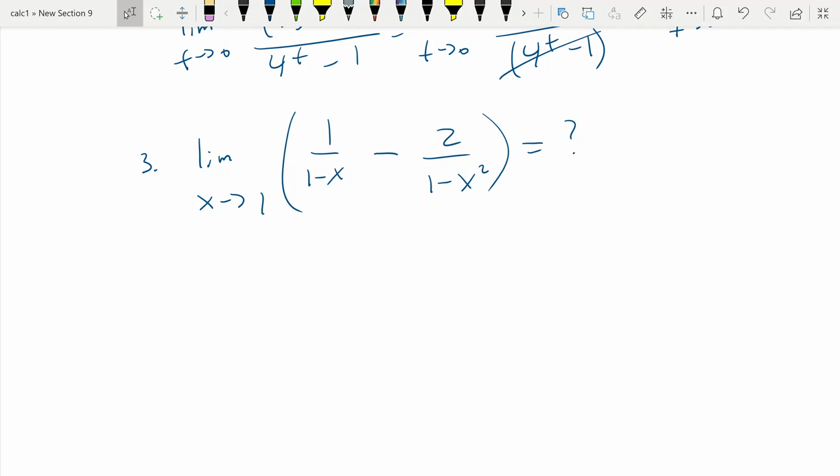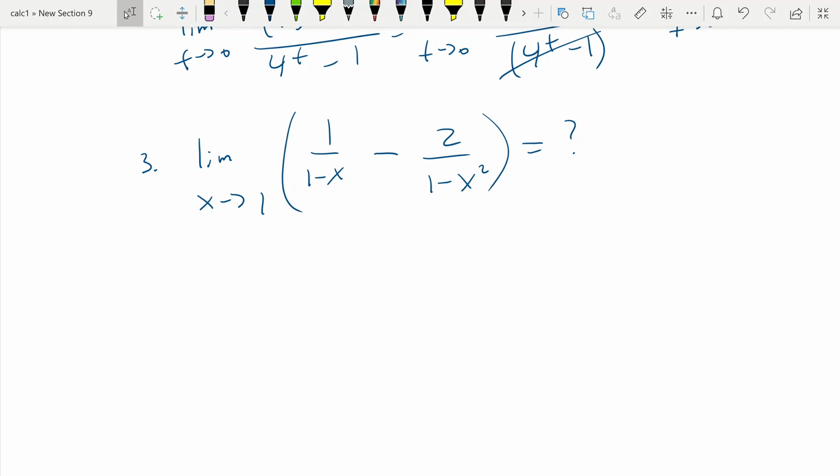So let's go over a few more examples. First one, we covered the 0 over 0 indeterminate form many times now. So let's go over this problem here. We're asked to find this limit: the limit of 1 over 1 minus x minus 2 over 1 minus x squared as x approaches 1.